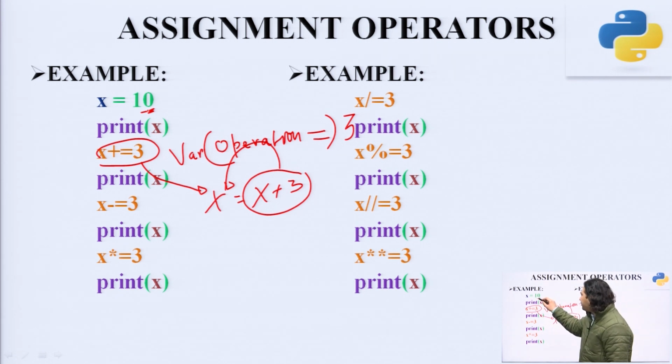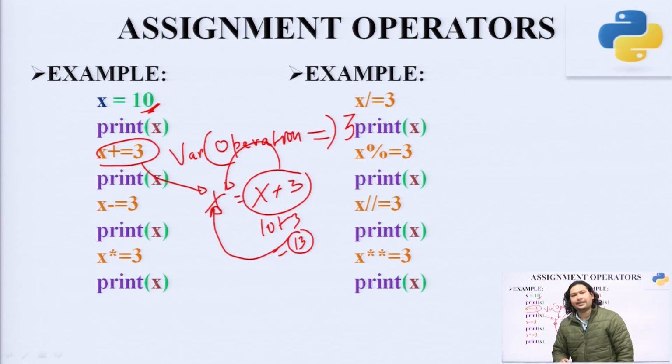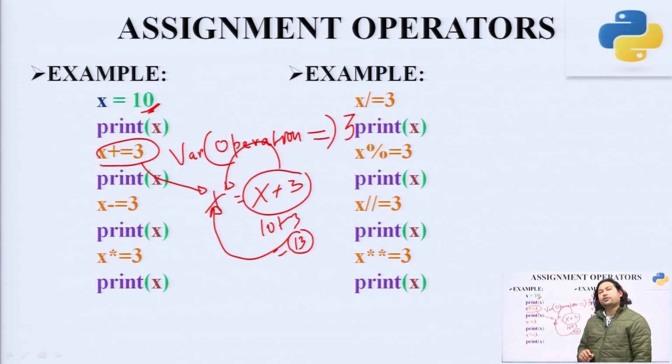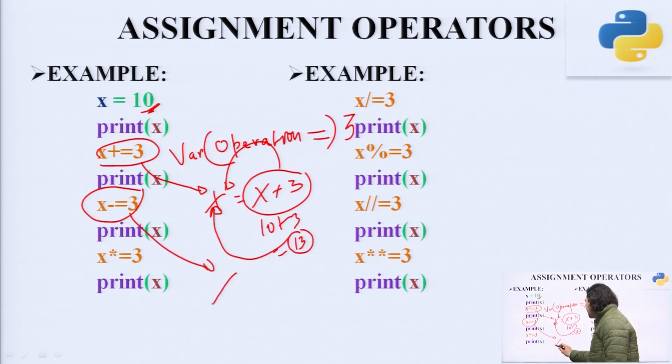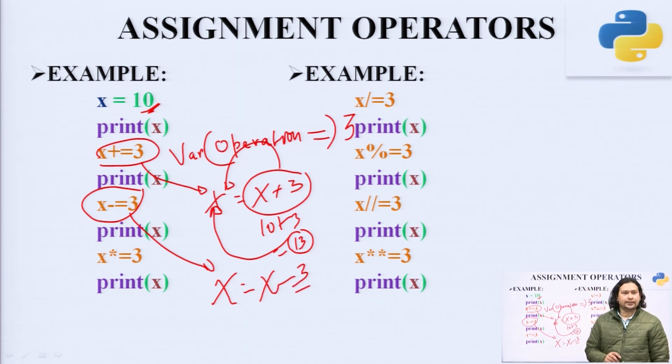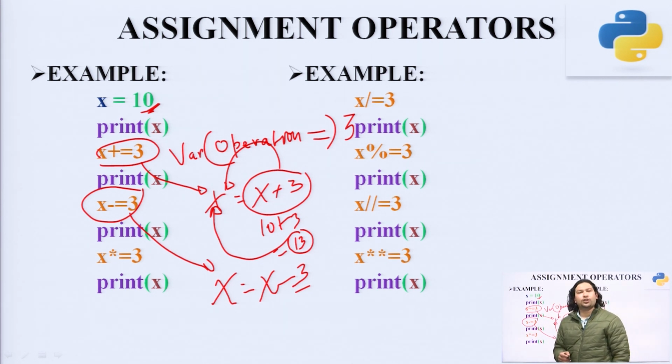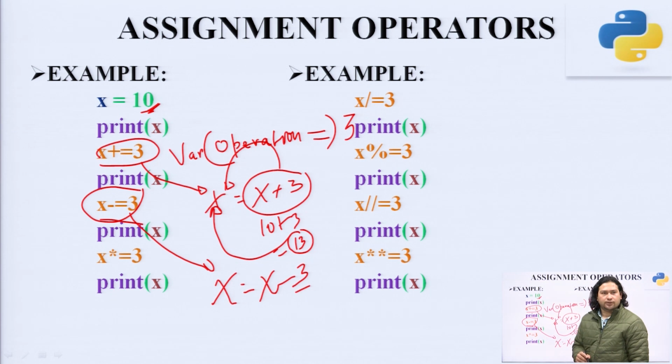So, here the x value is 10. Now, 10 plus 3 becomes 13. This 13 value will automatically get stored in x. That means right now the x value is updated from 10 to 13 by using the assignment operator. Similarly, you can see x minus equal to 3. Here again the operation is x equal to x minus 3. Now, the x value is not 10, it is 13. That means 13 minus 3 is equal to 10. Now, the updated value is 10 after performing this, that is the subtraction assignment operator.